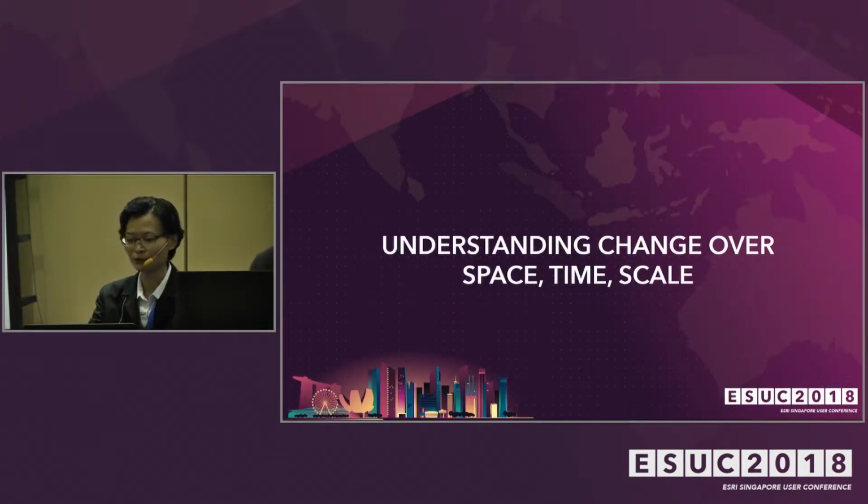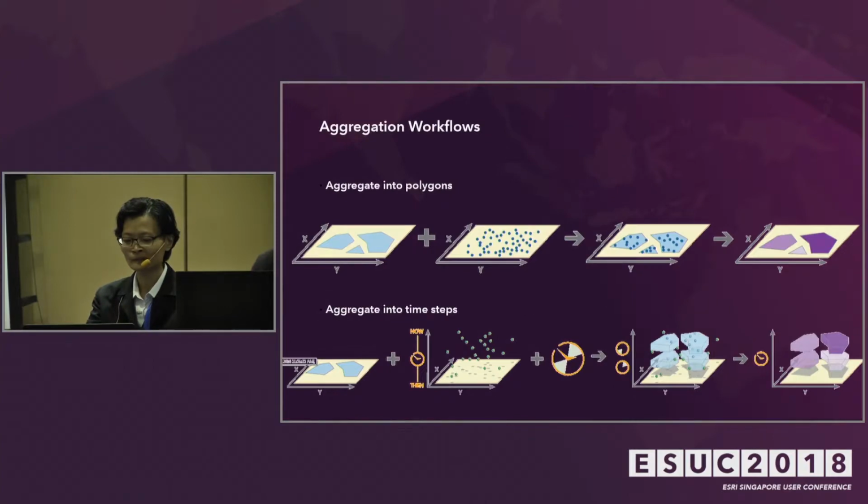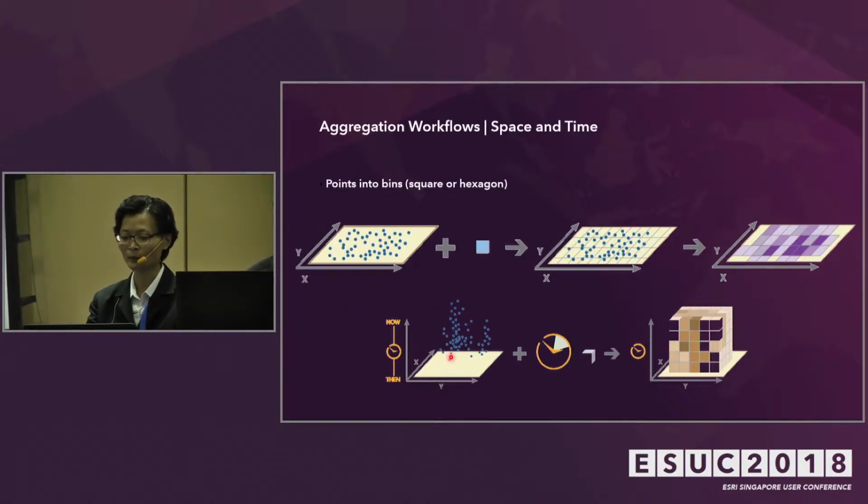And how do we actually do this? We do this by understanding change over space, time, and scale. So one way of using an aggregation workflow when you're working with big data spatial analysis is to do what we call aggregation, summarizing your data into understandable chunks, where you can summarize by space, by time, or out of the box, using a combination of both at once.